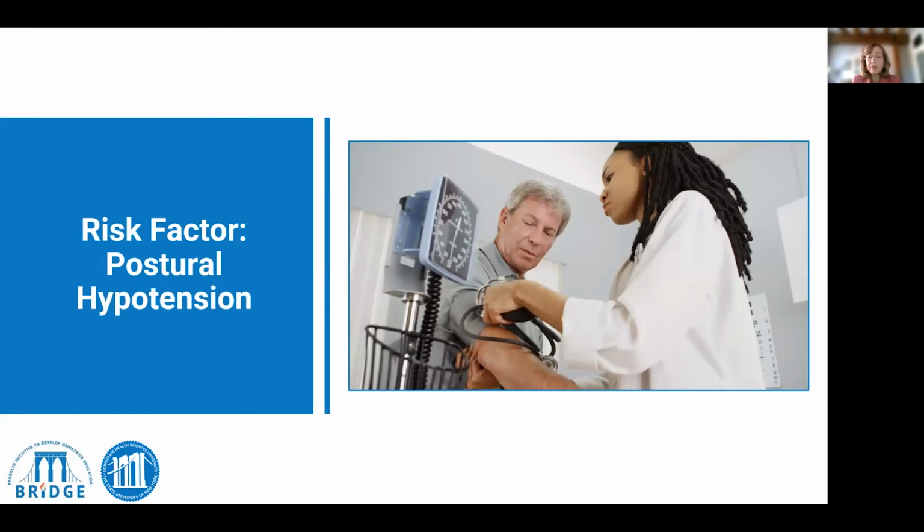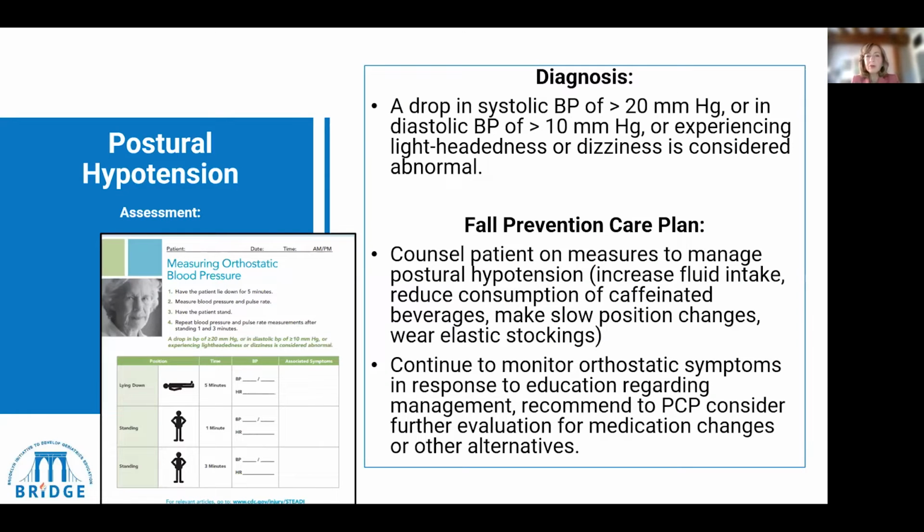Another risk factor for falls that can be tricky to treat is postural hypotension. So by definition, postural hypotension is a drop in systolic blood pressure of greater than 20 millimeters of mercury, or in diastolic blood pressure of greater than 10, or they're experiencing lightheadedness or dizziness, which is considered abnormal.